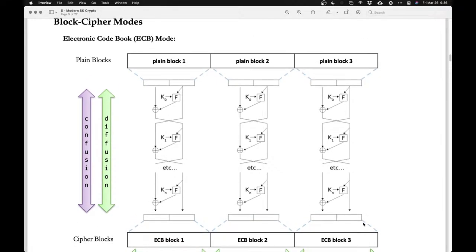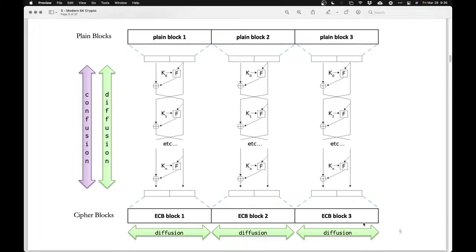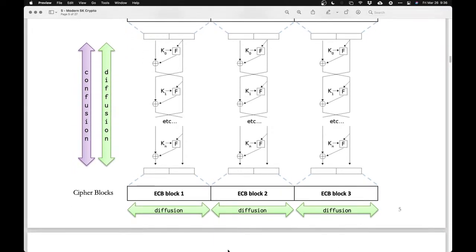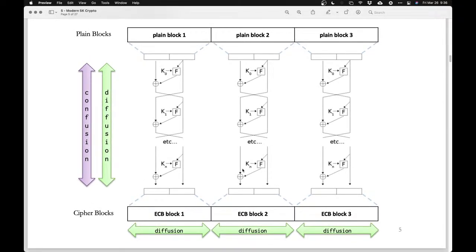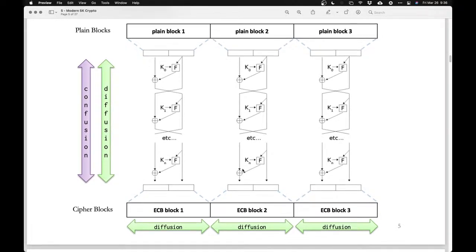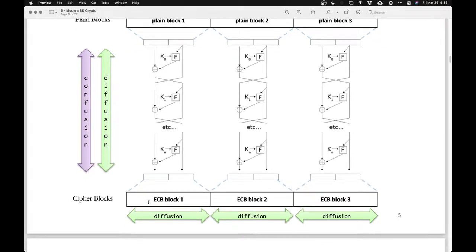This is a problem, and the problem is that the blocks are now distinct. So if 2 blocks repeat, the encrypted 2 blocks will also repeat. Okay. How can we solve this problem? The problem here is we have not maximized diffusion between the encrypted blocks, just within the encrypted blocks. All right. And I'll show you an image really quickly of why this is a problem.